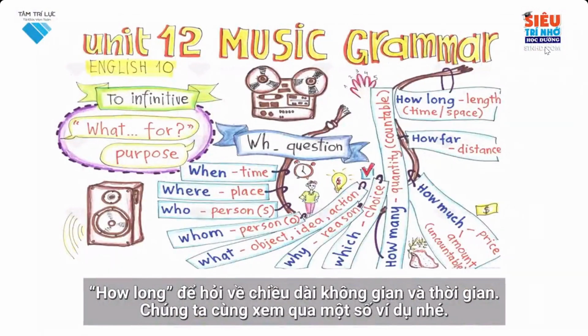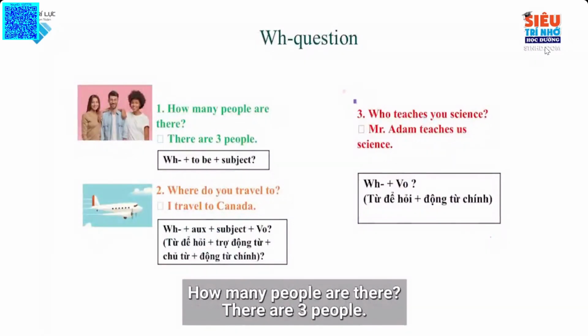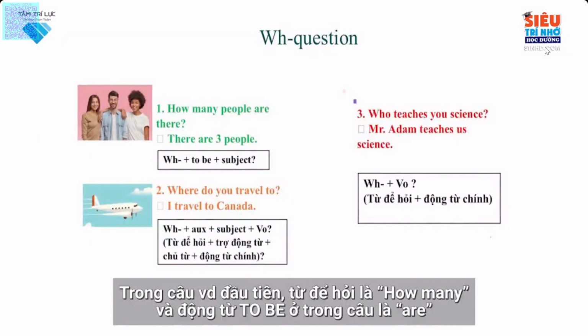Let's take a look at some examples. How many people are there? There are 3 people. In the first example, we have the question word how many, and the verb to be in the question is are.